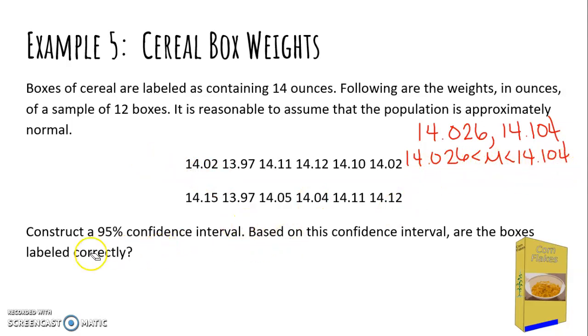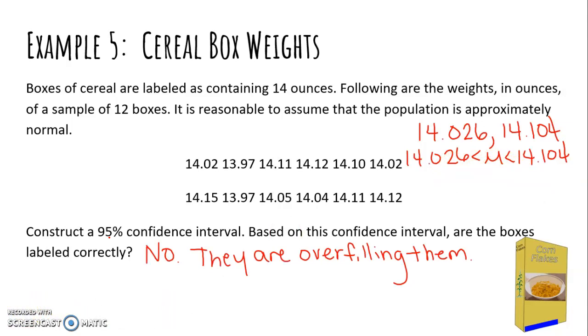So based on this confidence interval, are the boxes labeled correctly? No. This whole thing is above 14. 14 does not fall within this interval, so the true mean is not 14. So are they labeled correctly? No. They're definitely overfilling them.